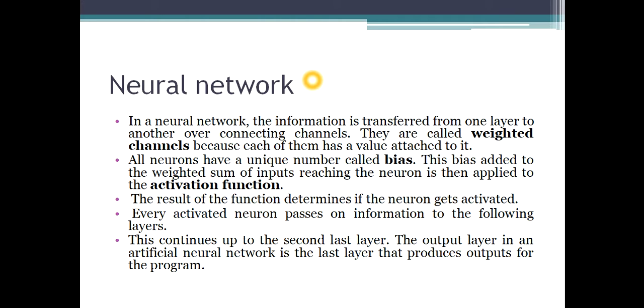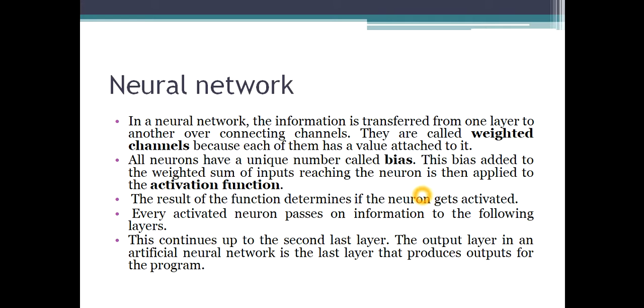And as I have said, neural networks. So let's have an introduction to this one also. In a neural network, information is transferred from one layer to another over connecting channels. They are called weighted channels, because each of them has a value attached to it. All neurons have a unique number known as bias, and this bias is added to the weighted sum of inputs reaching the neuron and then applied to the activation function. The result of this activation function determines if the neuron gets activated or not. Every activated neuron passes on information to the following layers, and this continues up to the second last layer, and the output layer in an artificial neural network is the last layer that produces the output for the program.